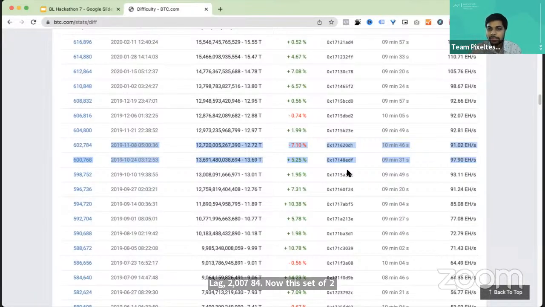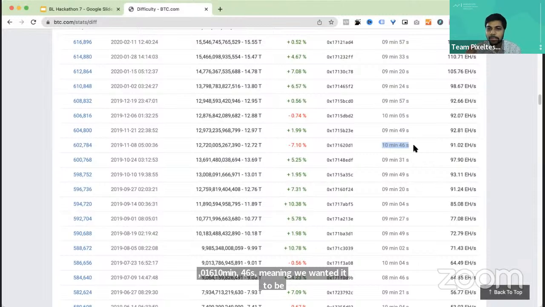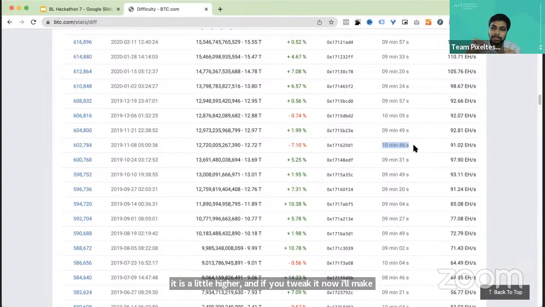Now this set of 2016 blocks between, we have seen that the average time was 10 minutes 46 seconds, meaning we wanted it to be 10 minutes. It is a little higher, and if you tweak it now, make the threshold in a way that it takes lesser time, right? So how will it take lesser time? You have to decrease the difficulty. When the difficulty is decreased, the time also will decrease. So the threshold has to be increased. That is how you will have to tweak it.